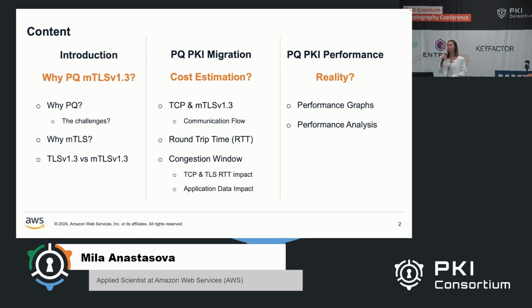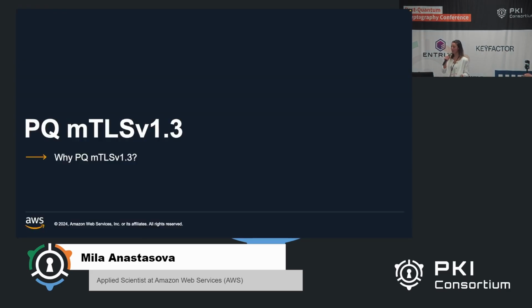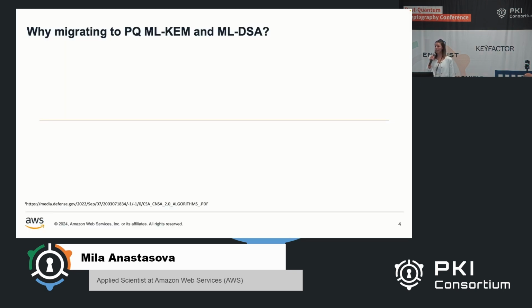First of all, we're going to go through a brief introduction where we're going to discuss the importance of post-quantum mTLS. Later on, we're going to see how to estimate the cost of migrating to post-quantum mTLS, or the estimation cost for migrating to post-quantum PKI. Finally, we're going to see some performance results that we have obtained through our benchmarks, where we're going to analyze different performance graphs. First, we will start by discussing why post-quantum mTLS is important. And in particular, we're going to see why migrating to post-quantum ML-KEM and ML-DSA is important.